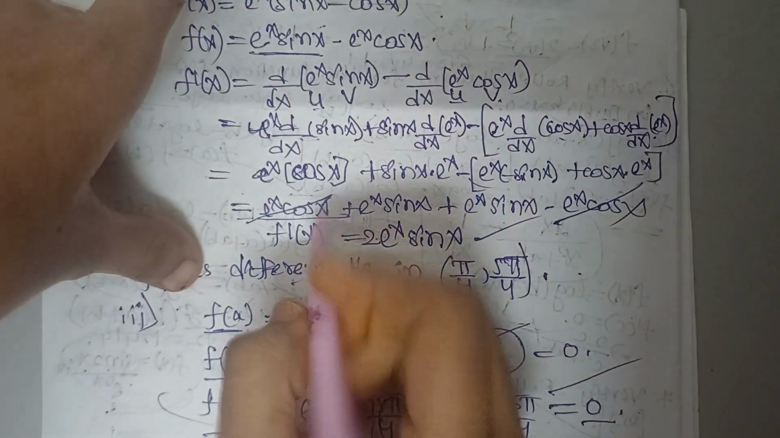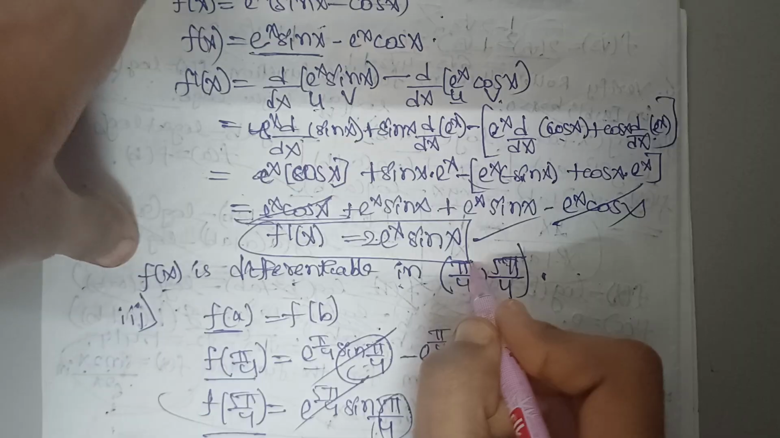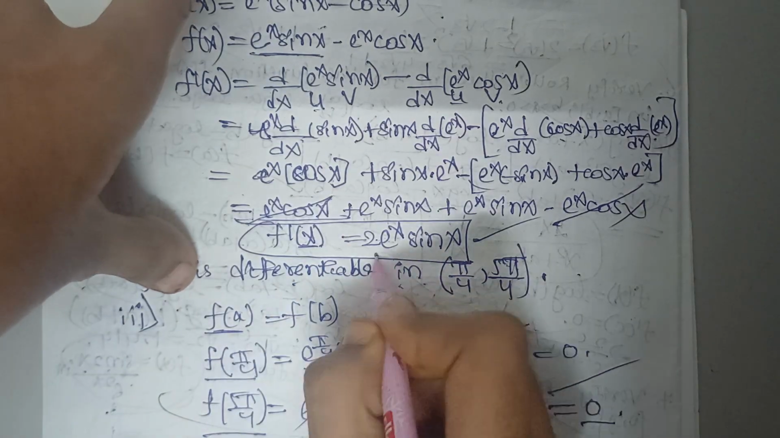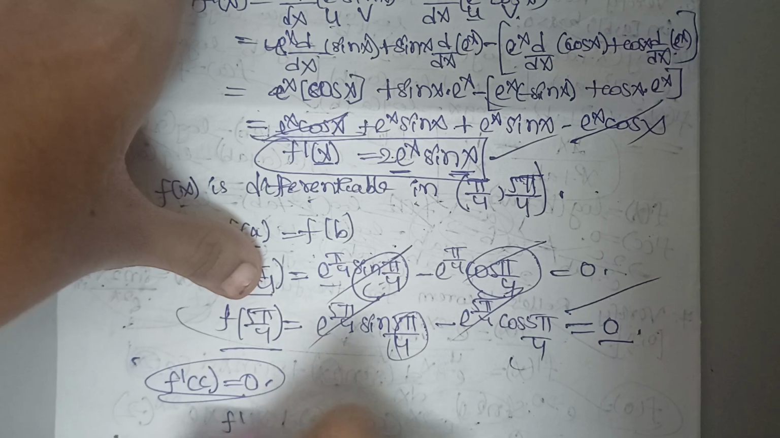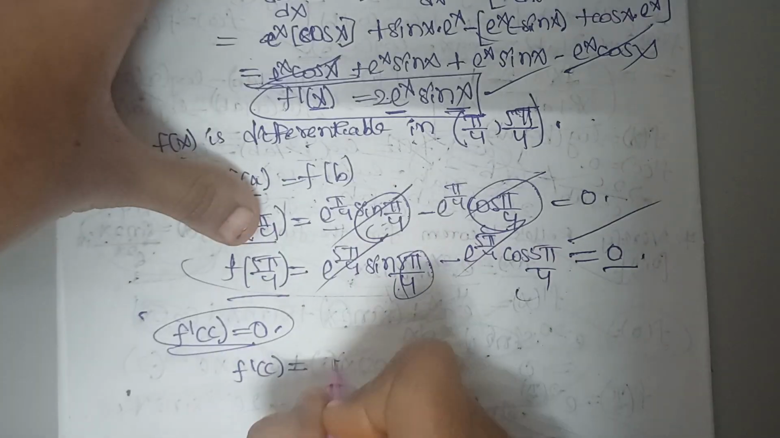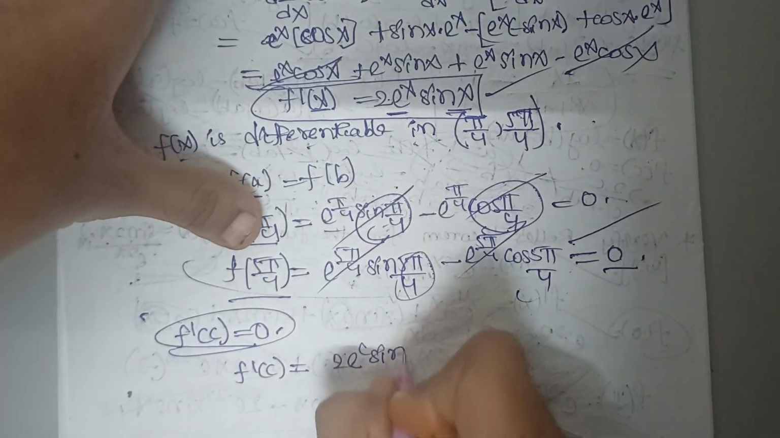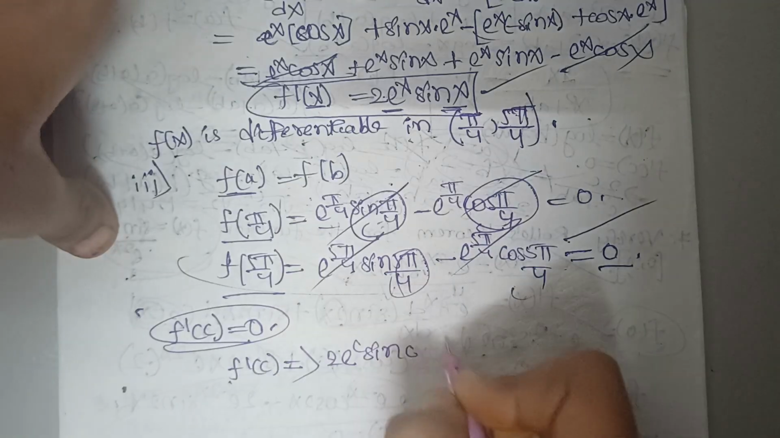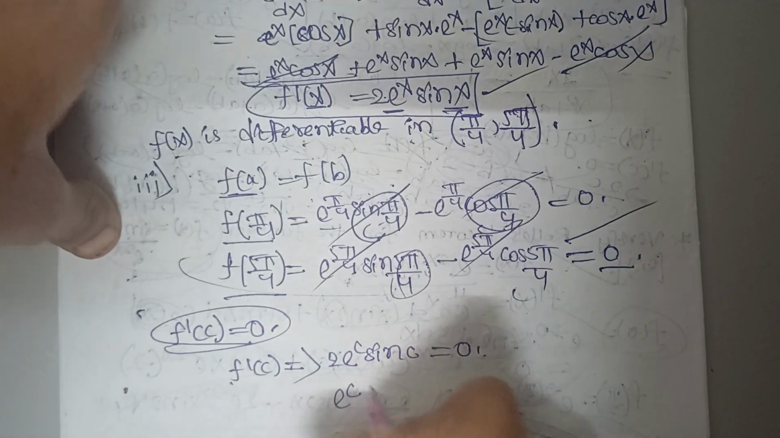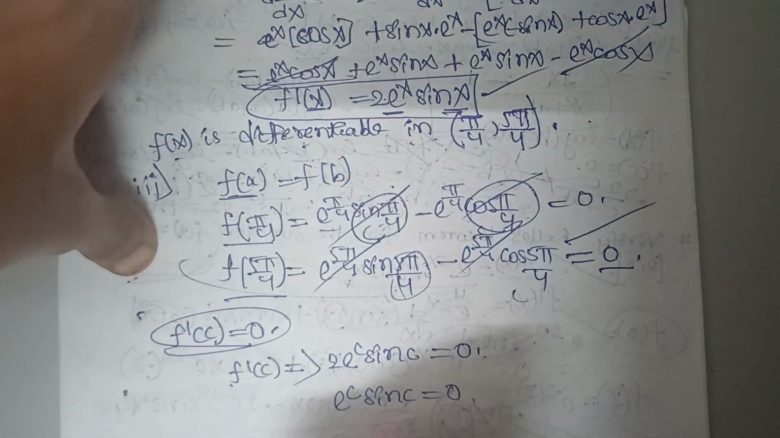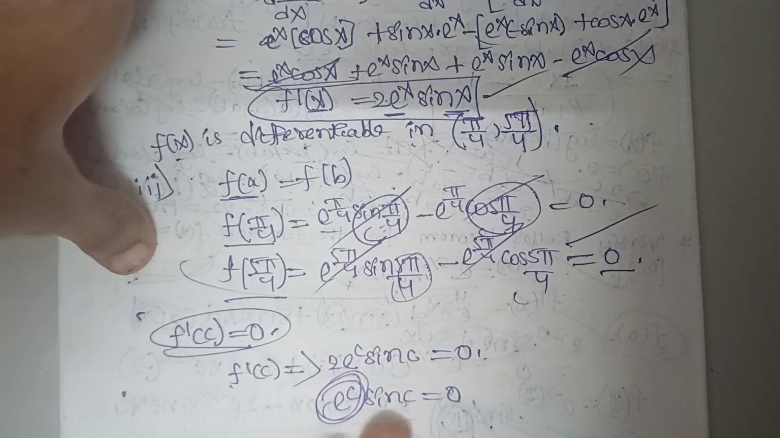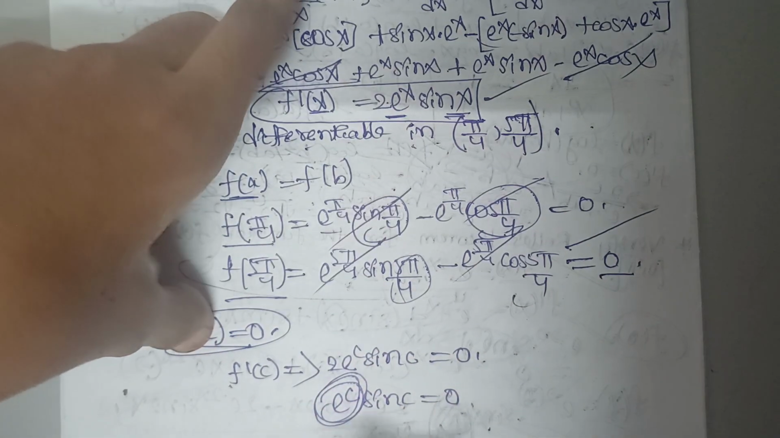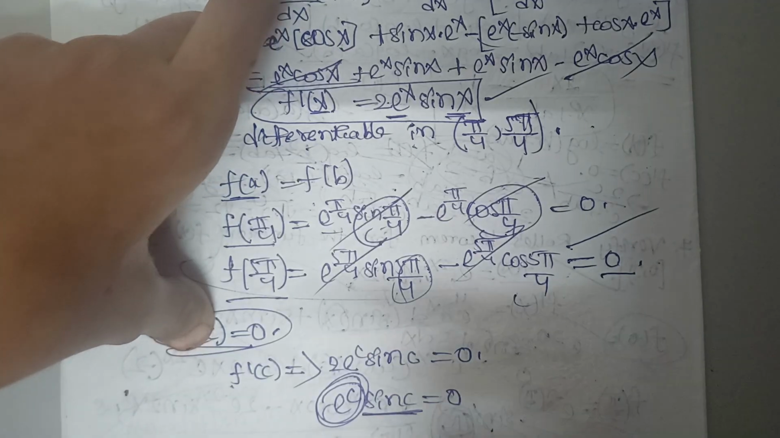See, here you will get the value of f dash of x by differentiating. Now in place of that x, you have to just substitute c for this f dash of c. So your f dash of c, which is nothing but 2 times e power c into sin c, should be equal to 0, right? So e power c into sin c is equal to 0. As you can observe here, your e power c can never be equal to 0. Okay, so your sin c should only become 0.